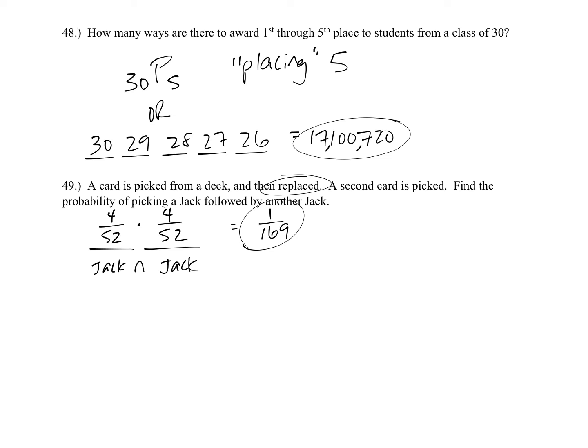But I know there are 4 jacks out of 52, and if I pick one, so that's 1 out of 13 or 4 out of 52. But if I put it back in the deck, still all 4 jacks are now back in the deck. Out of the total, 52 cards are still there. So multiply those straight across. You could also reduce those, 1 out of 13, 1 out of 13. When you multiply those, top times top, bottom times bottom, 1 out of 169.